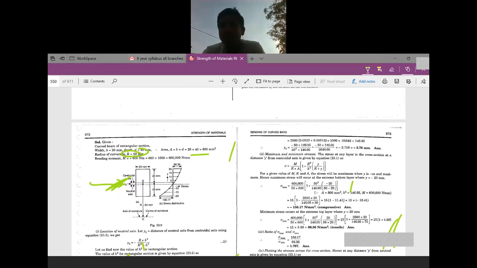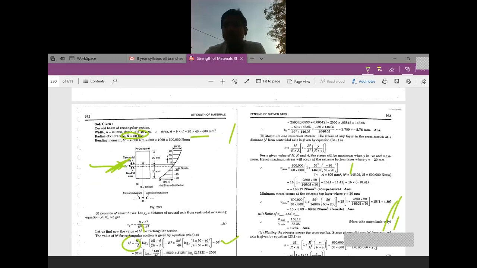Then the maximum and minimum stresses, which you are going to calculate. The formula for sigma is m by r into a into 1 plus r square by h square into y by r plus y. You are substituting the value of m as 6 lakhs, r is 50, area is 800, 1 plus r square, 50 square, h square is 146.05, and here y is minus 20, that is y by 50 minus 20.